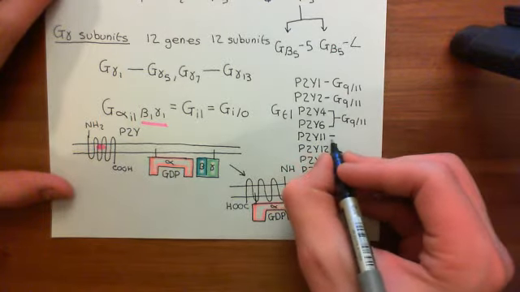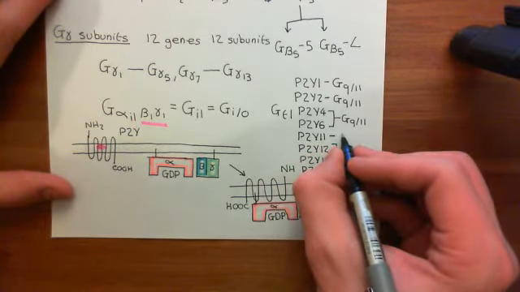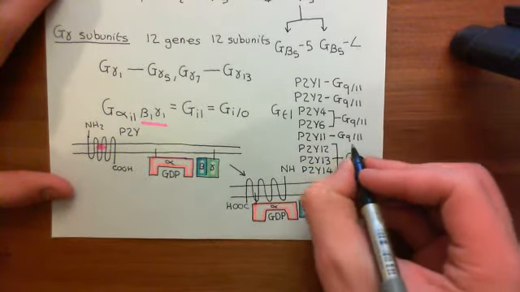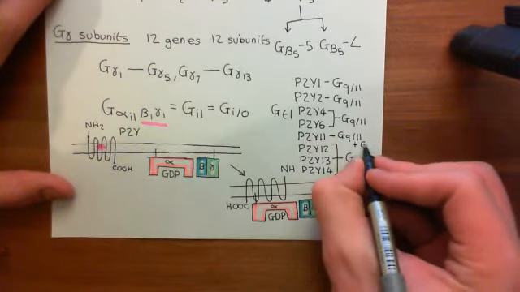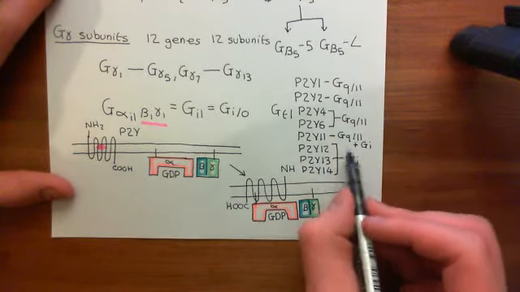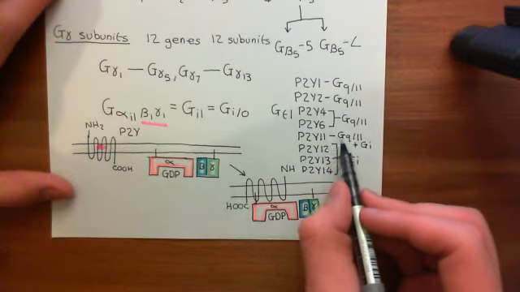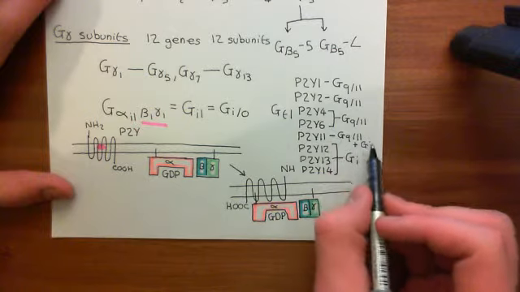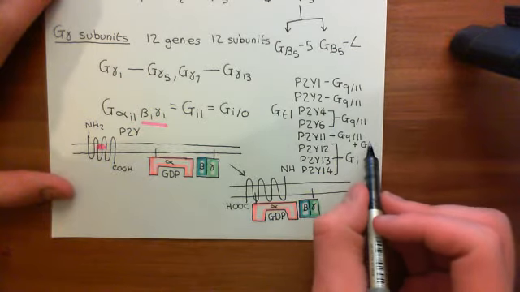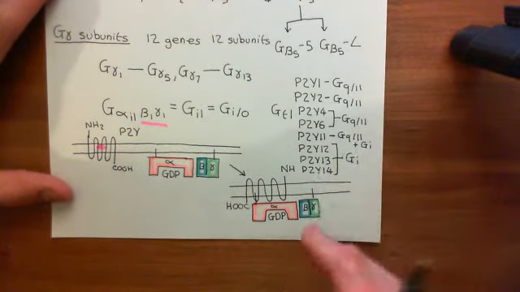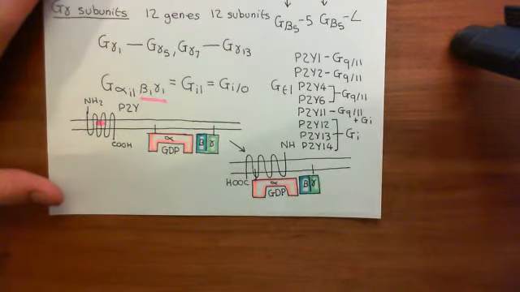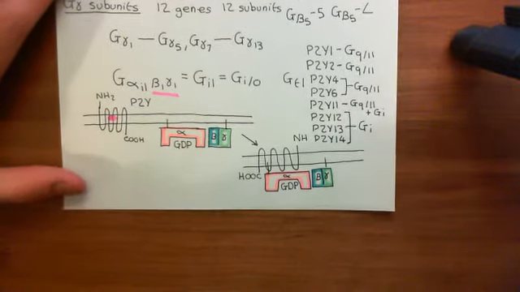Finally, P2Y11 shows affinity for both GQ/11 heterotrimeric G proteins and also GI. So these are the least fussy. They will bind to heterotrimeric G proteins where the alpha subunit is either in the G alpha Q/11 family or is either G alpha I1, G alpha I2 or G alpha I3. Okay, so those are the different heterotrimeric G proteins which the different P2Y receptors will interact with.